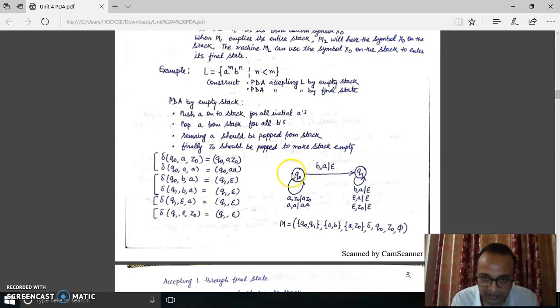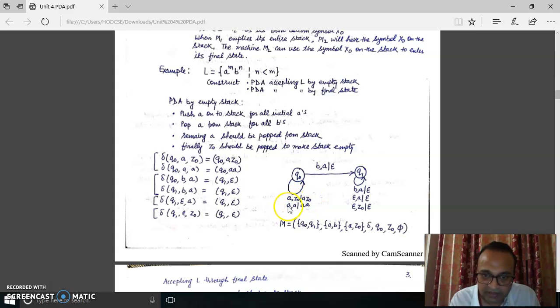You can write the arrow symbol here to represent that Q0 is the initial state. Once Q0 is the initial state and the stack top symbol is Z0, then B cannot appear. The initial symbol can only be A. So if the A symbol is there and the stack top symbol is Z0, what is happening here? We push A onto the top of the stack.